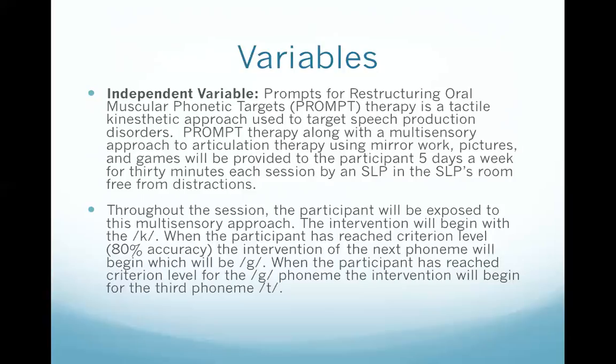The intervention will begin with the k sound, the k phoneme. When the participant has reached criterion level, which is 80% accuracy, the intervention of the next phoneme will begin, which will be the g phoneme. When the participant has reached criterion level for the g phoneme, the intervention will begin for the third phoneme, t.